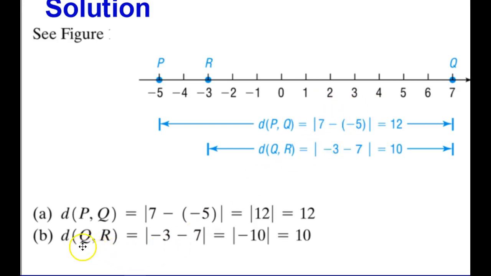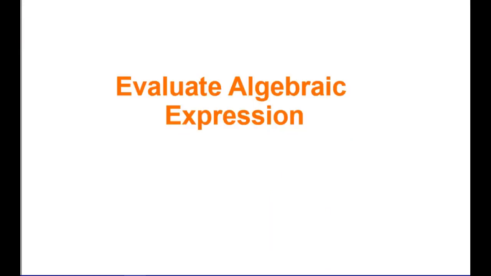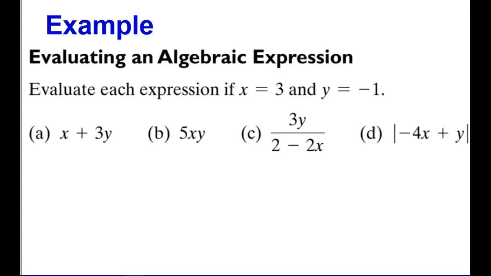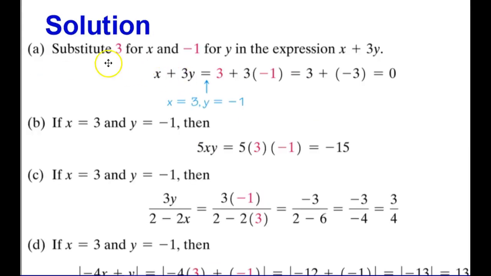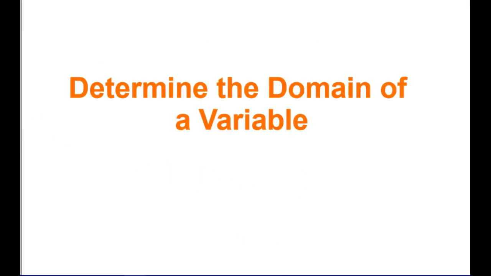So now I'm finding the distance between Q and R, and that's going to be 10 units. So I can either plot them and count, or I can take the values and subtract them and find the absolute value. So now we're going to be evaluating some expressions. Okay, so when I'm evaluating an expression, that literally means I take the value that I'm given, so here I'm given some x and a y, and I plug those into wherever I see those in the equation. Okay, so all I'm doing is substituting 3 for x and -1 for y in all of those expressions. Okay, so evaluating should come fairly easily and simply to you.